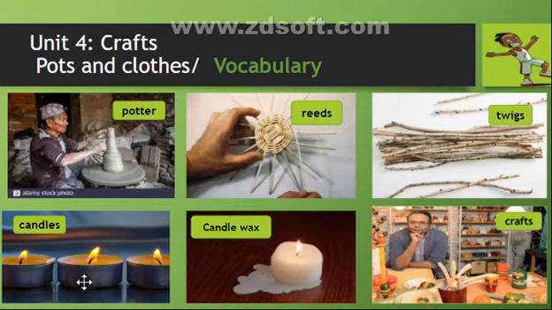Look at the candle here. These are candles. شمع. Look at the candle here and when it melts, look at this candle wax. We get it when the candle melts. This is candle wax. نحصل عليه عندما تذوب الشمعة أو يكون هو سائل قبل أن يجمد. Wax. Candle wax.